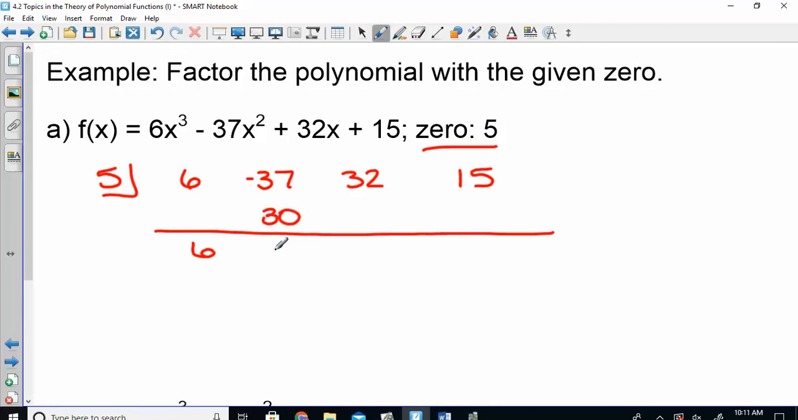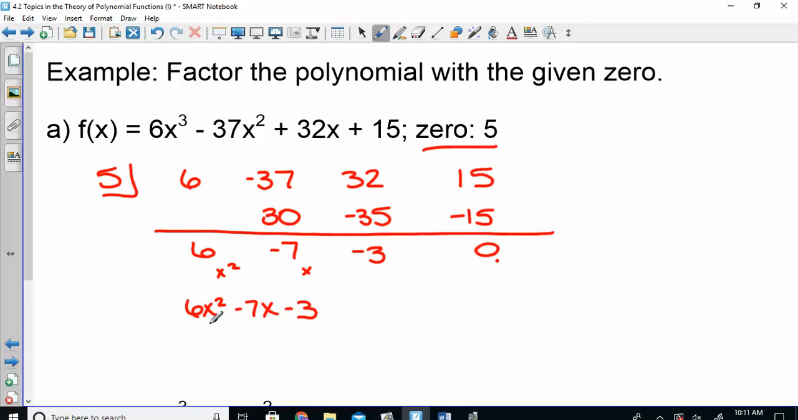So 6 comes down, multiplies to positive 30, add to negative 7. Multiply, negative 35, add to negative 3. Multiply, negative 15, and add to 0. So this is my remainder, my constant, this is my x and x squared. So we get 6x squared minus 7x minus 3.